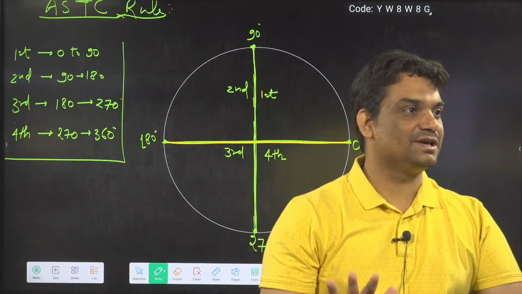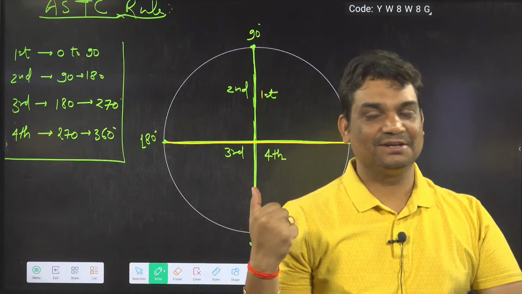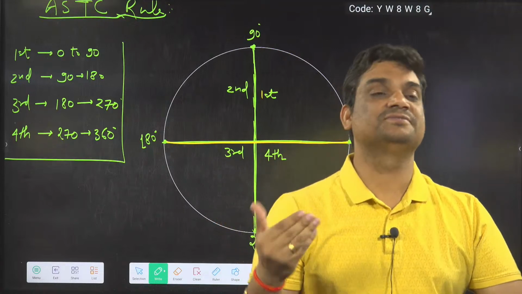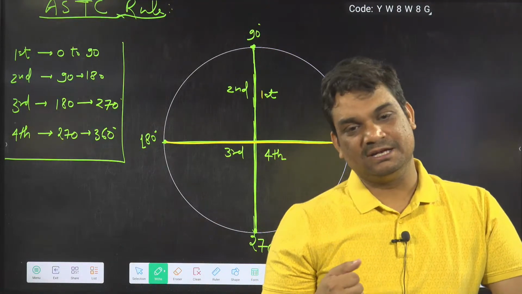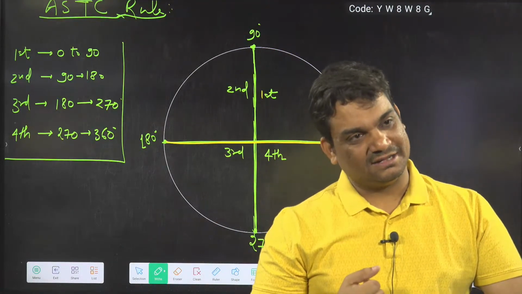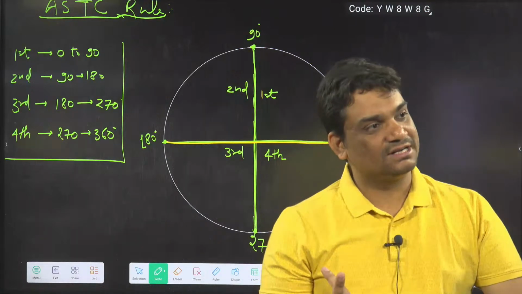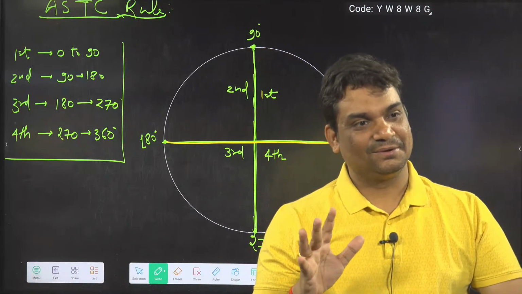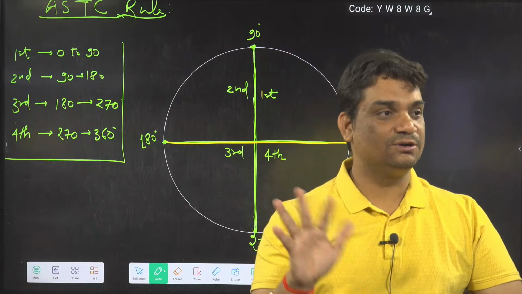For them I am saying, without this, ASTC, you will not be able to solve a lot of questions in physics. Sine 120 will come, cos 240 will come, sine 300 will come somewhere. Without this we cannot do. So this is needed. If you know, very very good, you can revise, and those who don't know, they will learn.